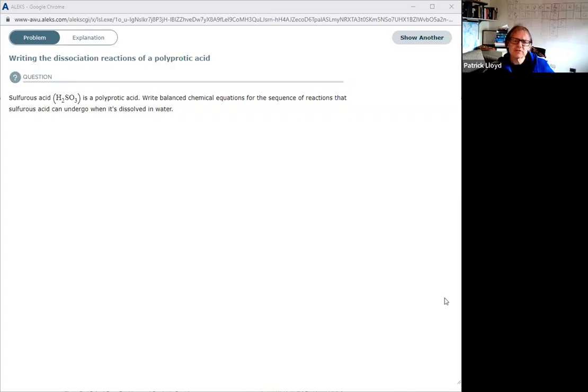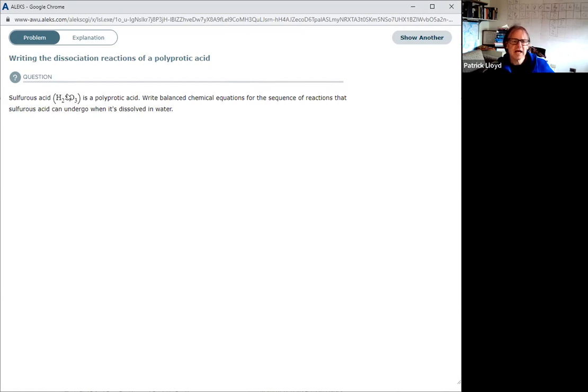In this example, it says that sulfurous acid, H2SO3, is a polyprotic acid. And we want to write the balanced equations, notice it says equations, for the sequence of reactions that sulfurous acid can undergo when it's dissolved in water. Notice that the H2SO3 actually has two hydrogens at the beginning there, right? So we're going to have two equations. If it had three hydrogens, we would have three equations.